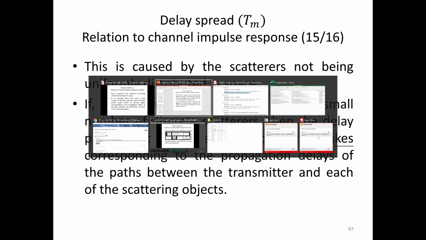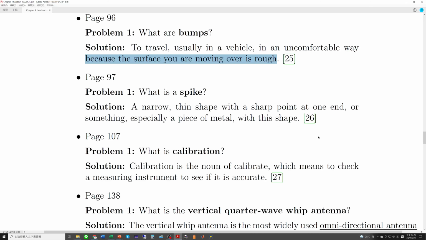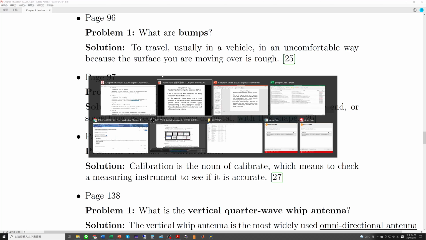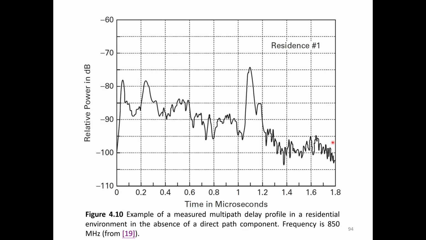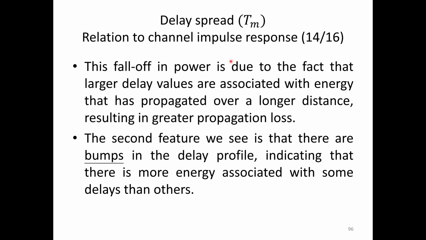Let us see the handout. Page 97, problem 1. What is a spike? Solution: a narrow, thin shape with a sharp point at one end, or something, especially a piece of metal, with this shape. So what are spikes? For example, like this. It is a spike. This is a spike, and this is a spike, and this is also a spike, like this.